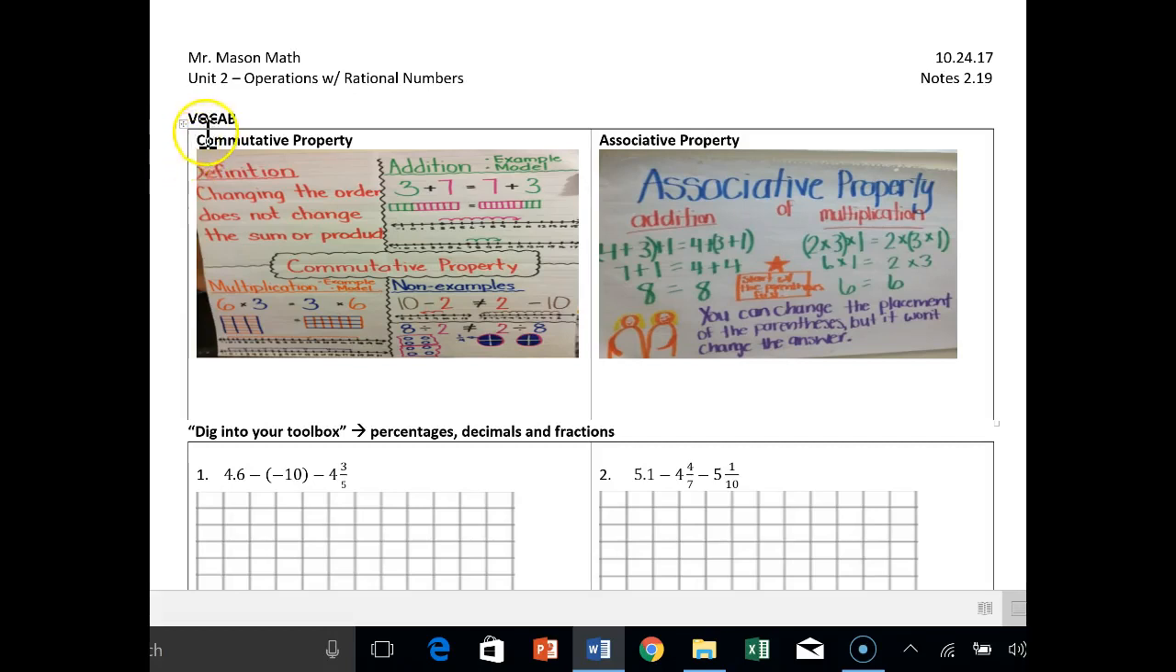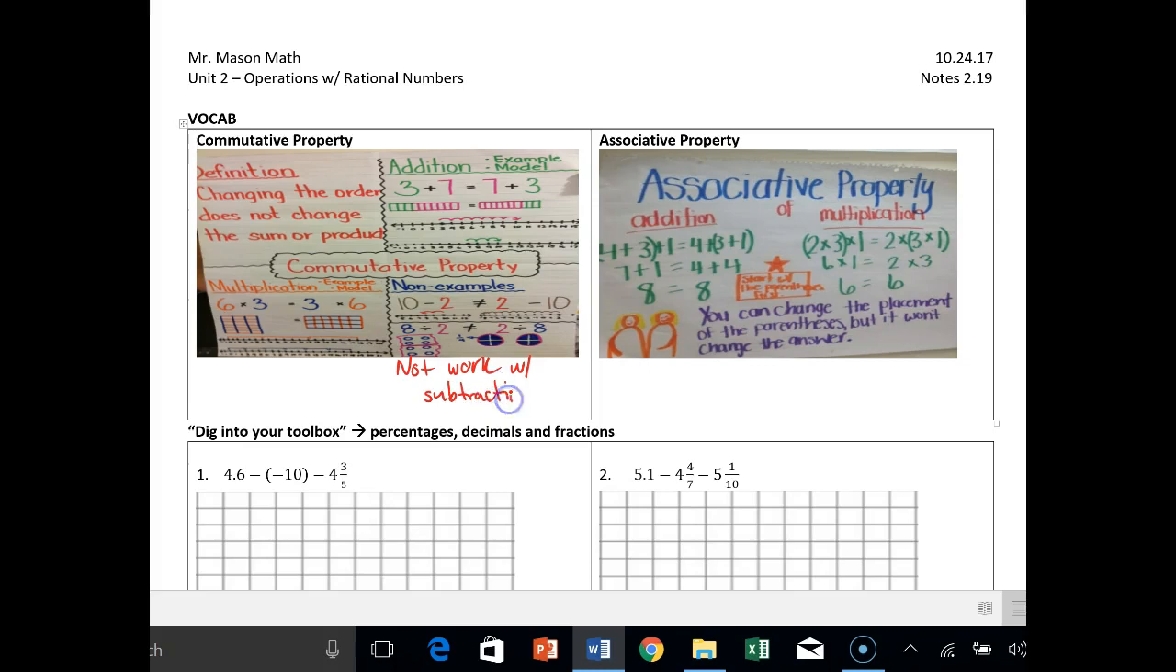So, first of all, I don't think you have this vocab word on your paper, commutative property. What the commutative property means is changing the order does not change the sum or product. So, for instance, I can do 3 plus 7 and make it equal to 7 plus 3, or I can do 6 times 3 and it's the same thing as 3 times 6. This does not work with subtraction, so write that down. Let's think about why that is.